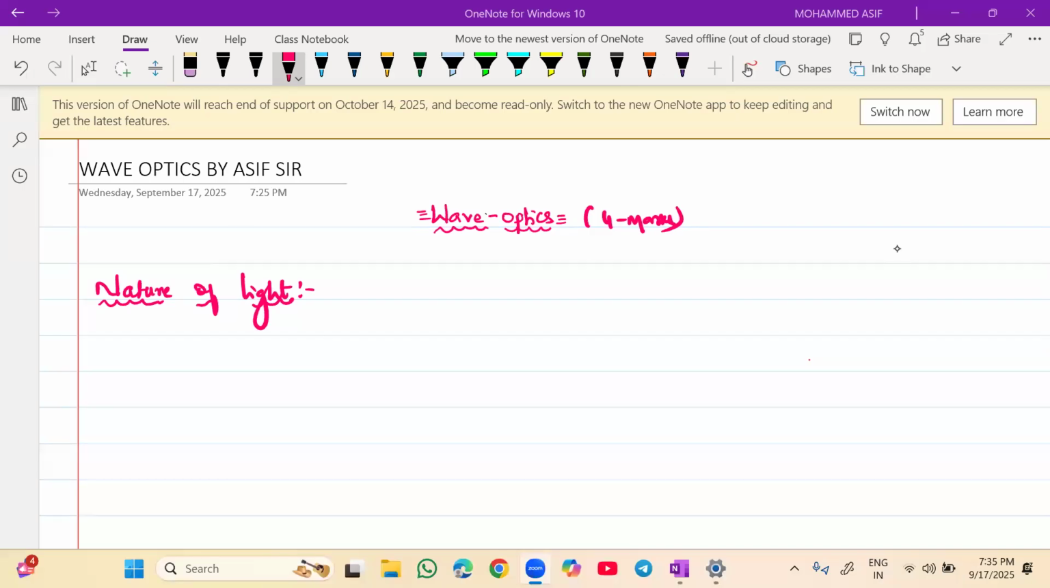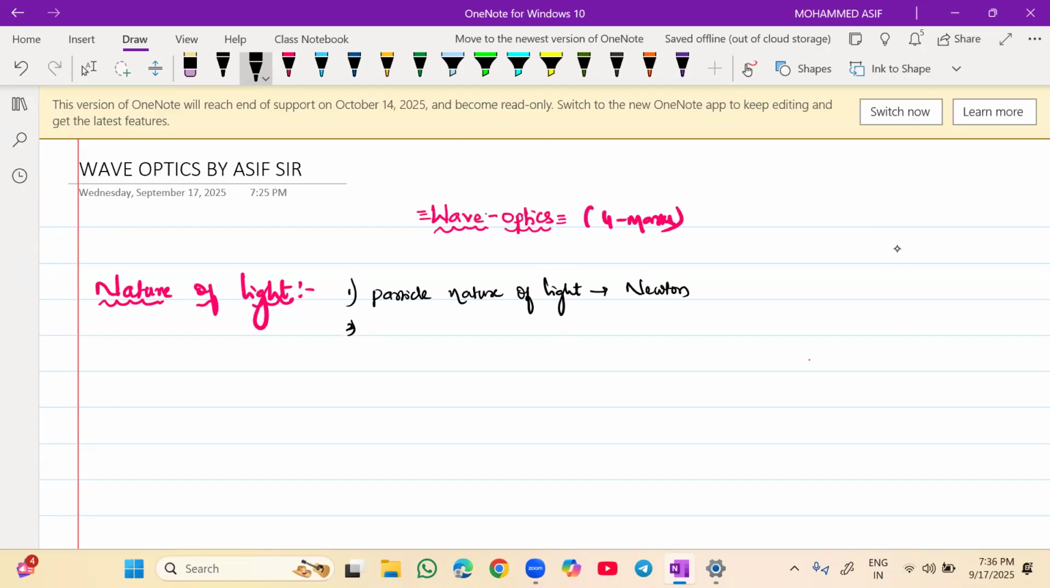Okay. Wave optics topic, weightage for the NEET is 4 marks. The first reading for this one is we'll talk about the nature of your light. The first point you need to remember is that the particle nature of light was given by the scientist Newton.